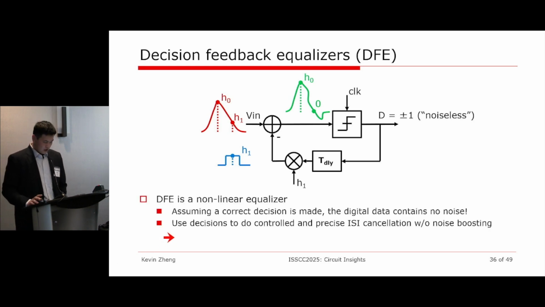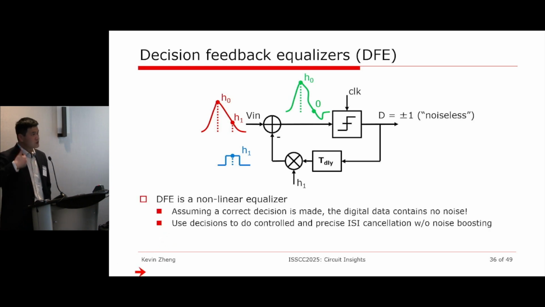So now in order to get around the noise problem, we introduced this nonlinear equalizer. A DFE is a nonlinear equalizer simply because there's a nonlinear device, that comparator, in the feedback loop. And because the decision is quote-unquote noiseless, it has already taken out the noise. There are only two options, and that's how we can use it to do very precise and controlled ISI cancellation.